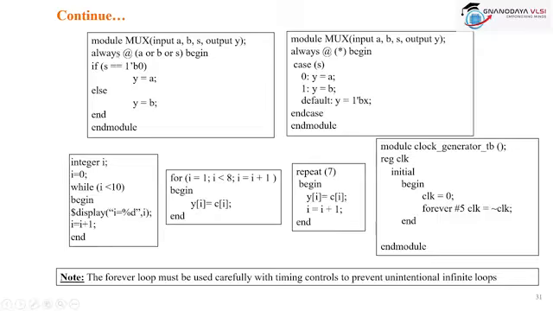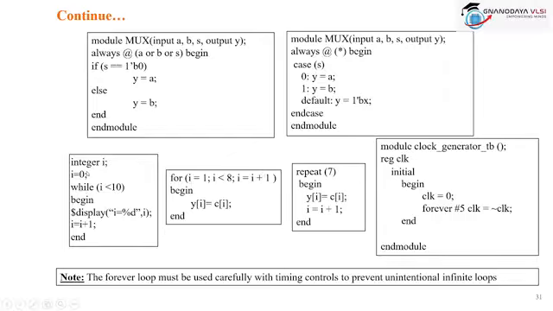Suppose for the mux I told you, no: module mux, input a, b, s, output y, always @(a or b or s), begin if s equal to 1'b0, you need to use the equality operator, y equal to a, else y equal to b. Here I can use a case statement also, and I can use the star operator, which is applicable for all the inputs. Case s: 0, y equal to a; 1, y equal to b; default is 1'bx. This I will explain, why it is written as a latch.